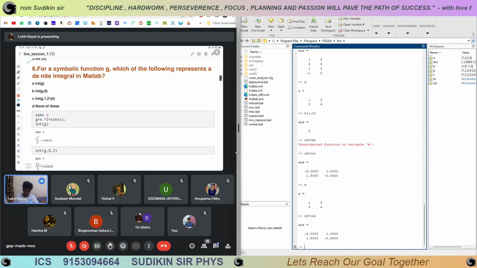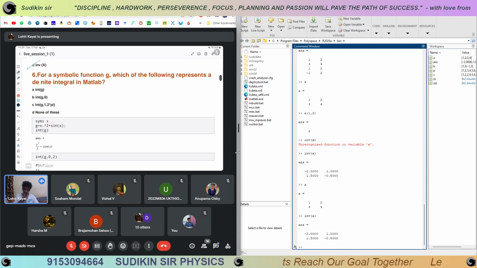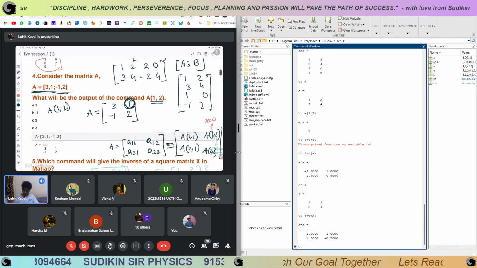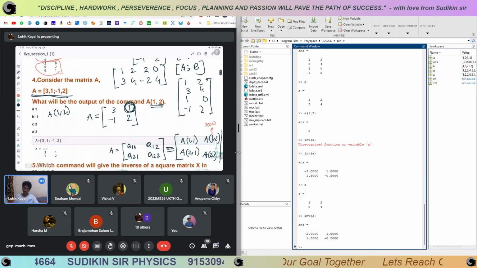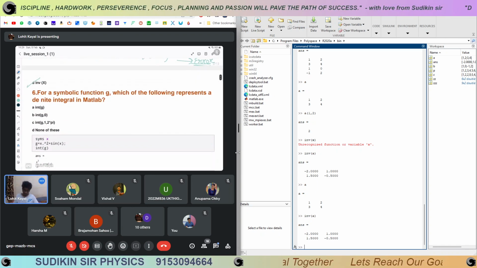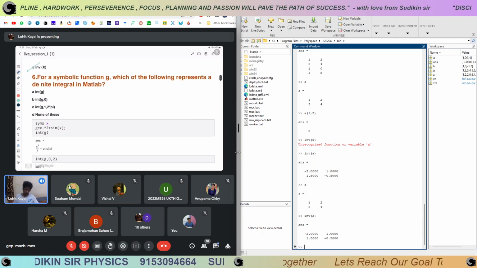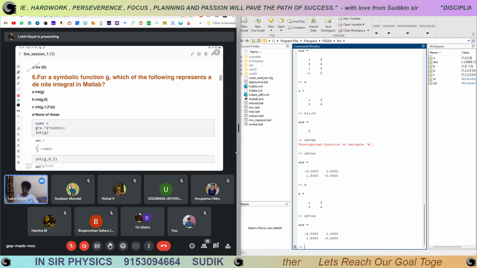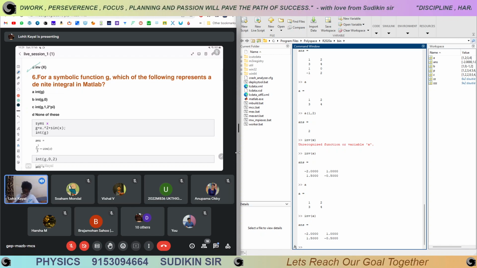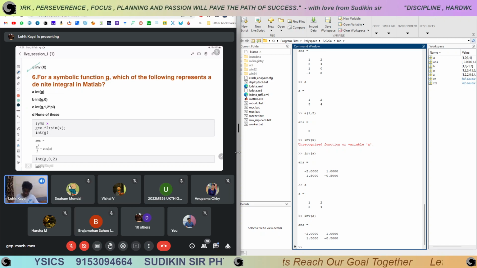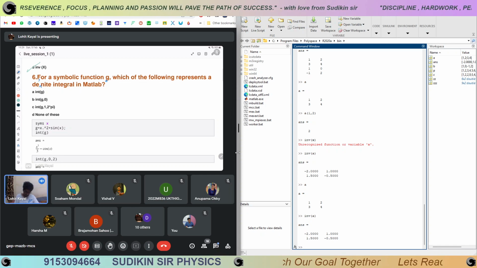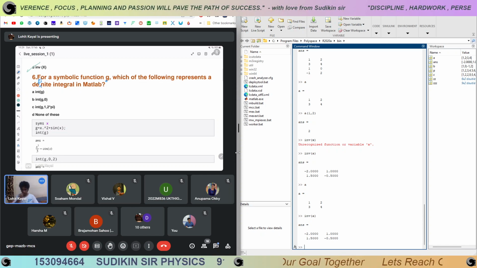Matlab is mostly popular for numerical calculation. Whatever I am doing over here, this 1 2 3 4, or this concatenation process, are all numerical calculation because I am dealing with numbers. But we can also do symbolic computation in Matlab very easily. Now let's deal with the question: for a symbolic function g, which of the following represents the definite integral in Matlab?